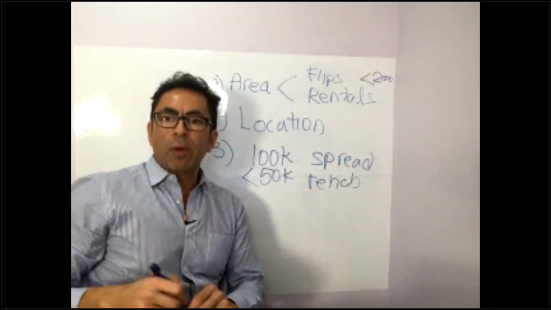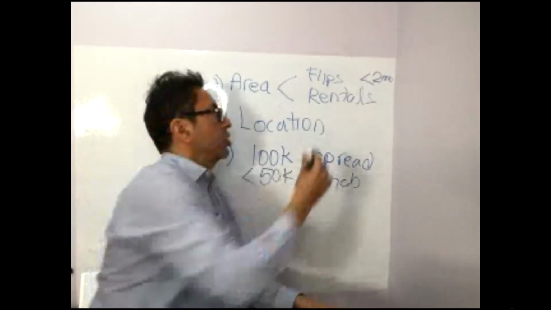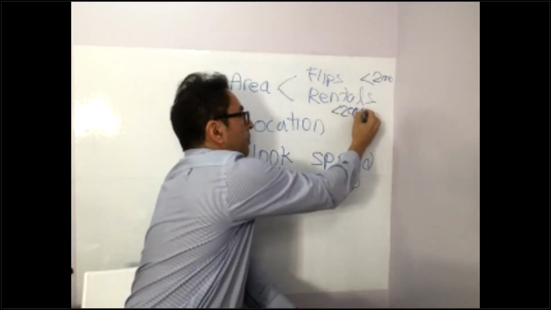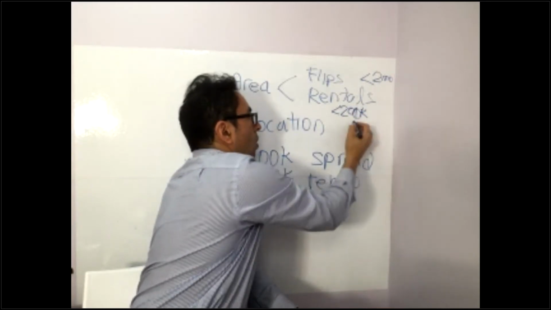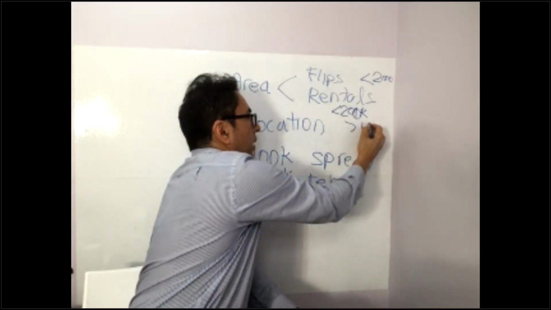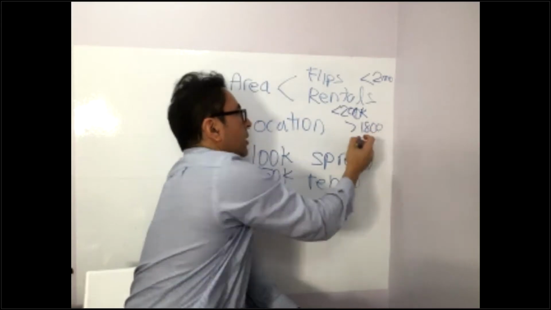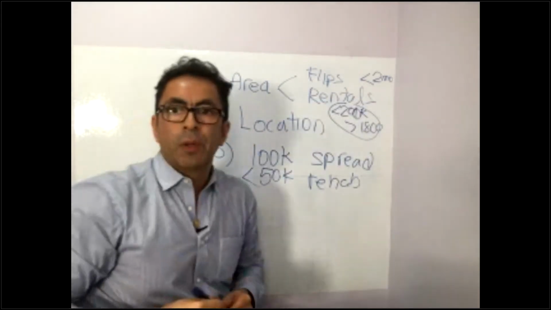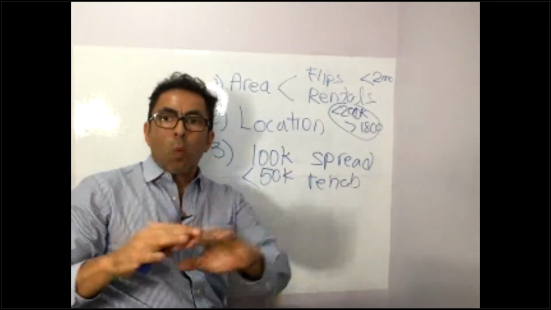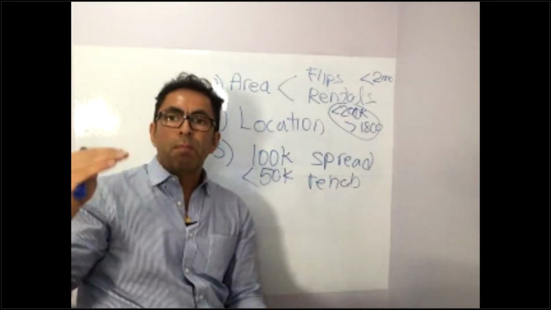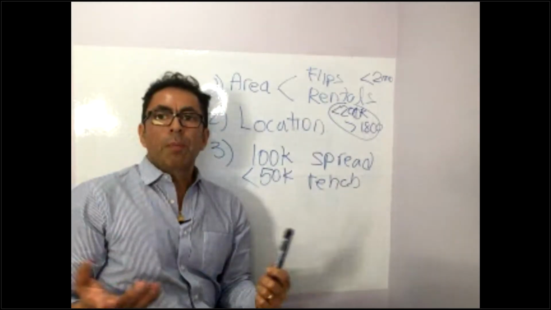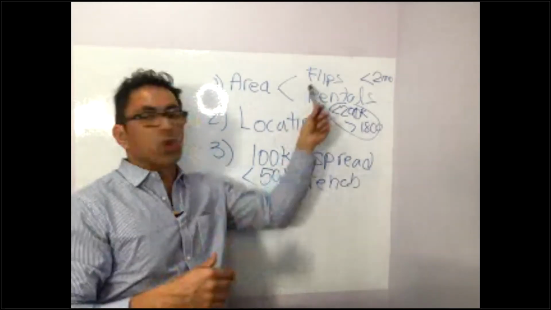Now, what's a great rental market? A great rental market is where you can buy a property for less than $200,000, okay? And the rents are over $1,800. So that's a great rental market and a great flipping market, okay? So you want to maximize your return, minimize your risk. So once you understand what you're gonna do, then you focus on those markets.